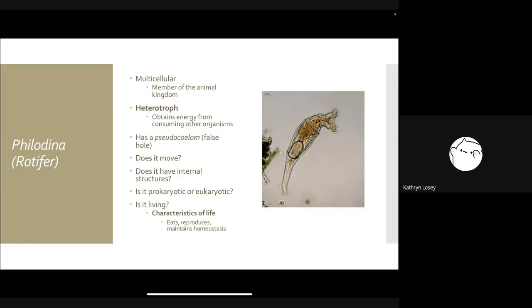Does this move? Yes, it does move. Does it have internal structures? Yes, you can clearly see internal structures. Is it prokaryotic or eukaryotic? This is eukaryotic. Is it living? Yes, it eats, it reproduces, and maintains homeostasis.